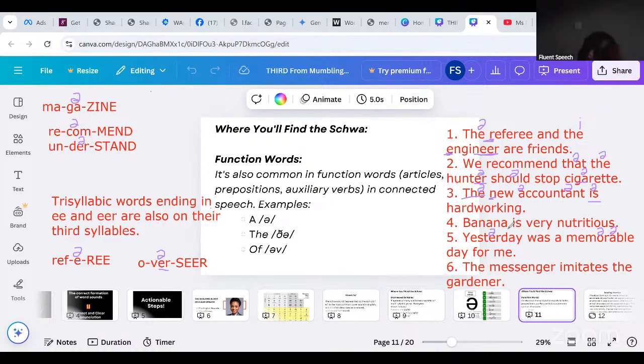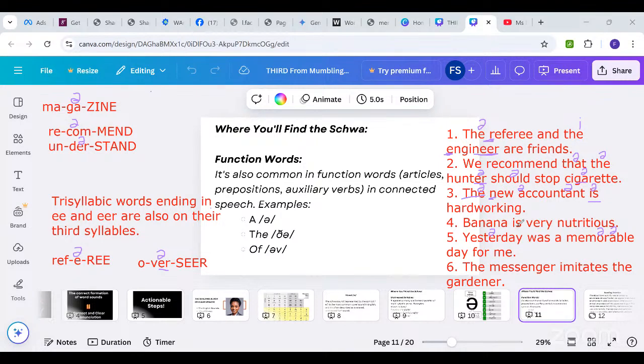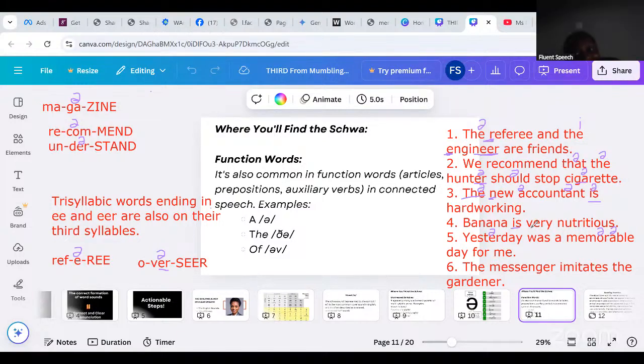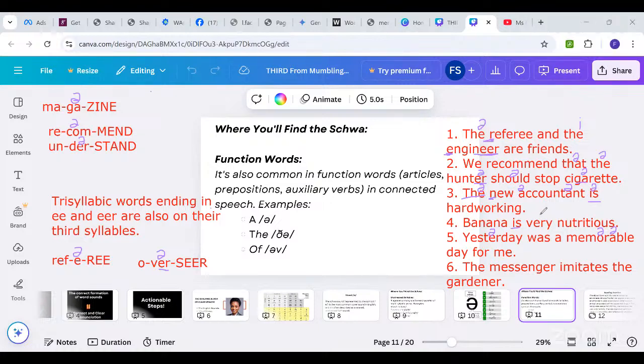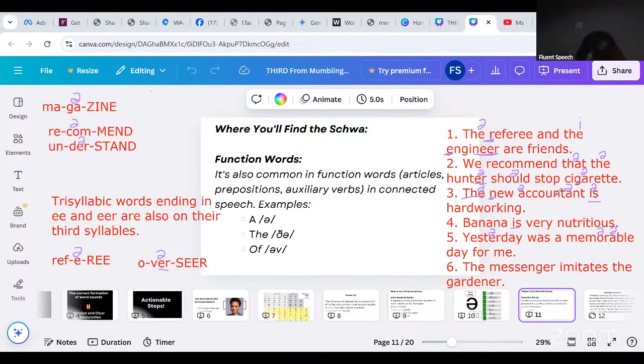Is there any function words in number 4? We have the "is" and "very", maybe. "Banana nutrition is very." "Very" is not a function word, it's a content word. "Very" and "new", they are doing the same thing. "Very" here is an adverb. It's telling us more about "nutritious". "New" here as well is telling us more about "accountant", though "new" is an adjective.